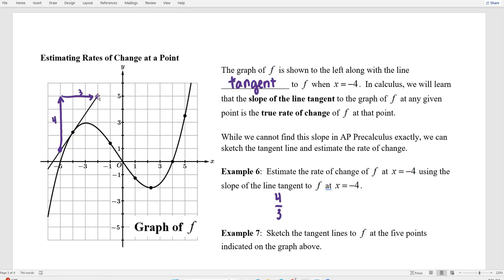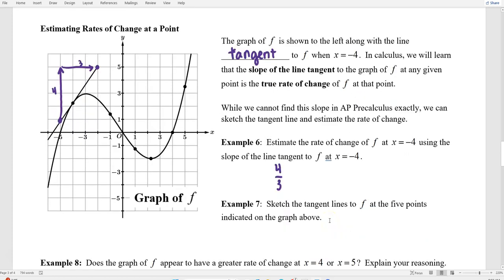Now you might pick different points. You might guess that this is maybe like 2.3 and try that. You could be a little bit off. This is an estimate. It's fine. But this is pretty close. Somewhere around 4/3, which would be about 1.3 repeating, is our answer here. Something close to that.